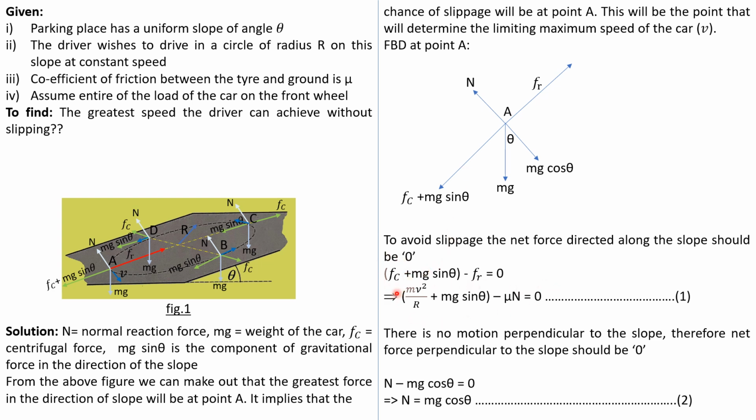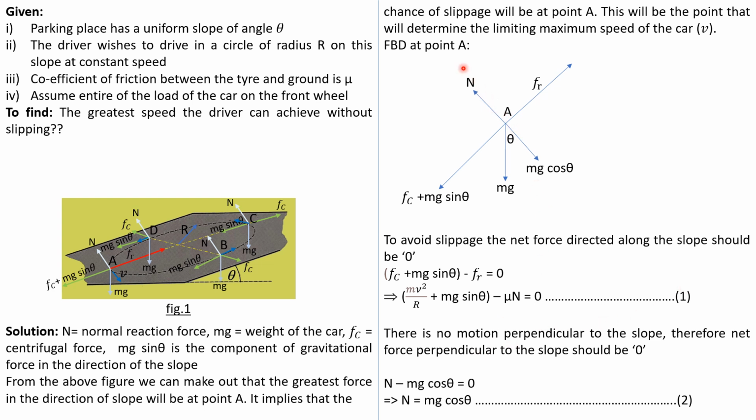We have put the value of centrifugal force. We have assumed that V is the maximum speed with which it is going constantly in this circle. So Fc will be mv square by r, plus mg sin theta, minus mu N, is equal to 0.